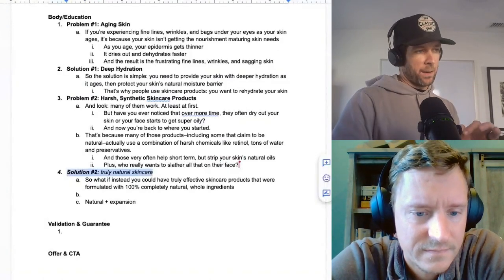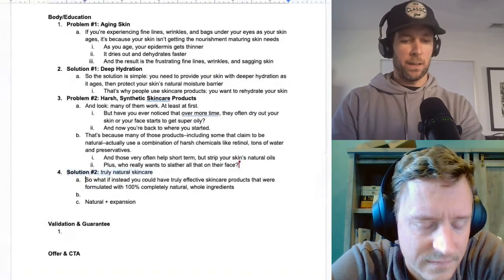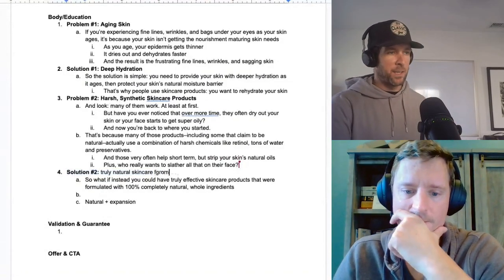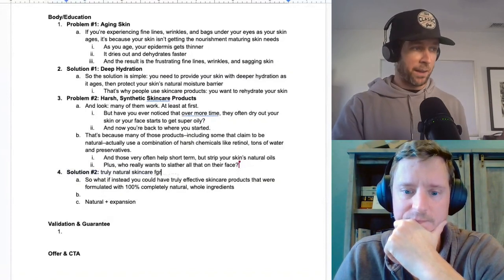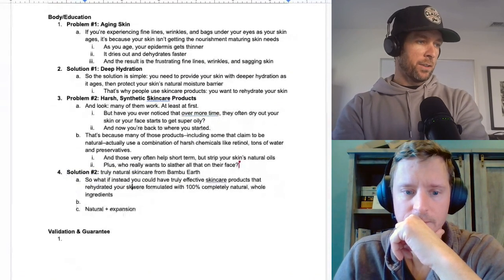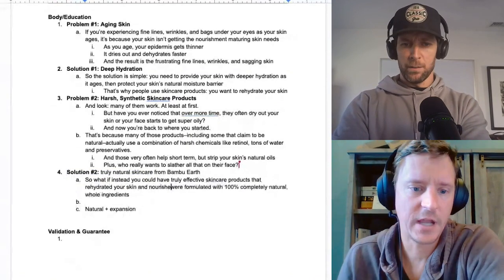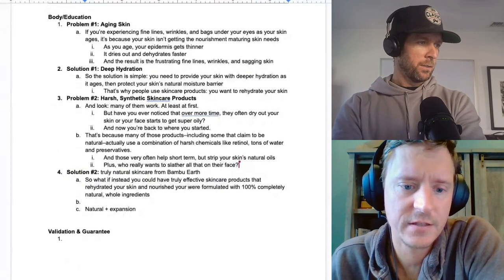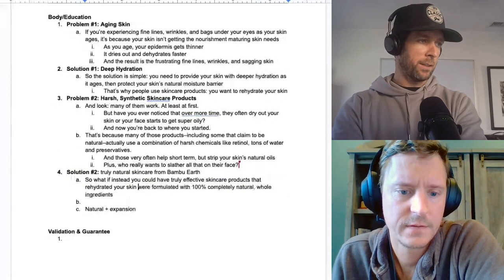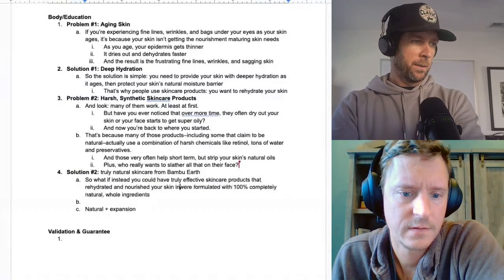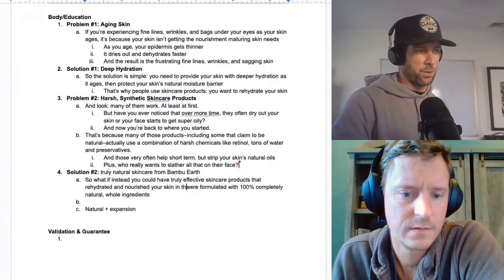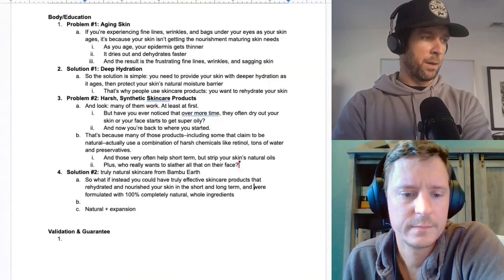So we have a line already here: the solution to truly natural skincare from Bambu Earth. And now we're going to say, what if instead you could have truly effective skincare products that rehydrated and nourished your skin in the short and long term, and were formulated with 100% completely natural whole ingredients? That's what Bambu Earth is.